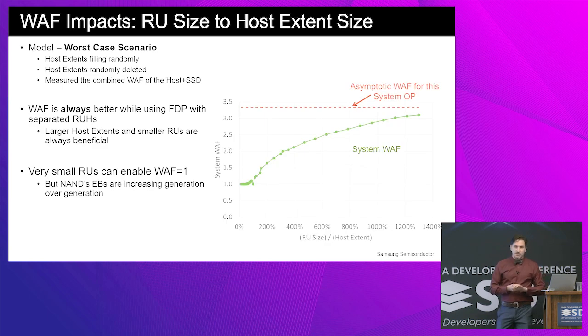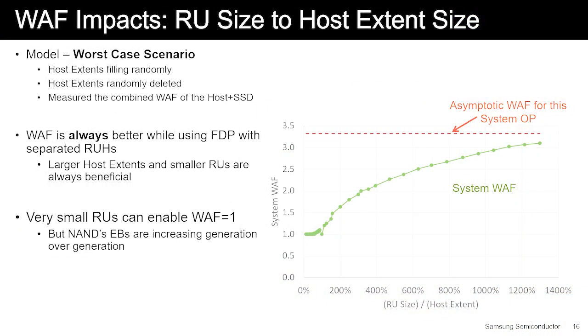So from that perspective, we've done simulations, and we've found that when RU size and host extent size do not match, it still is helpful because the host is still managing large chunks of data, the host extent size here. And so what I have shown here is the system write amplification. So it's the drive and the host write amplification total, right?